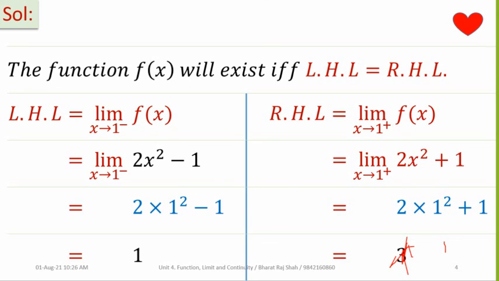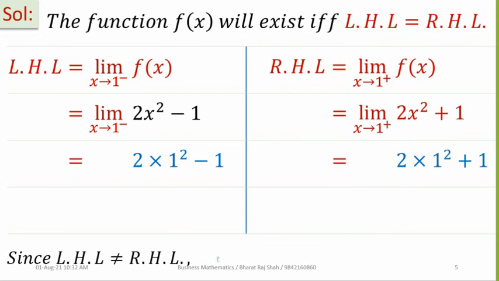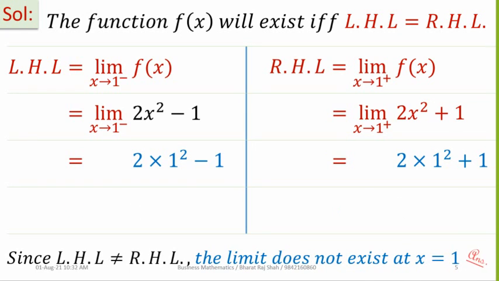Just like we ask, what is the existence of humankind? To breathe. If you inhale and exhale, then we exist on this planet. The day you stop taking breath, you die. Similarly, if this function is dead, it means the limit does not exist because both values are different. And if both have the same value, then we can say the function is live, the function exists. So here, since the left hand limit is not equal to the right hand limit, the limit does not exist at x equals 1.